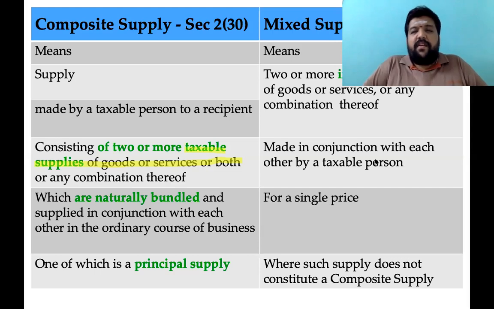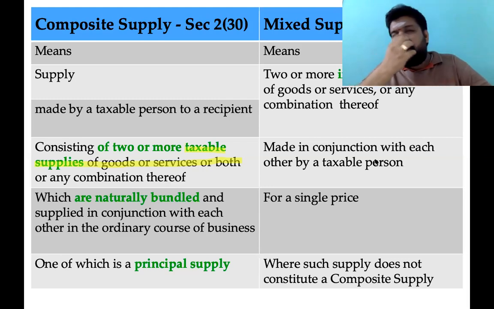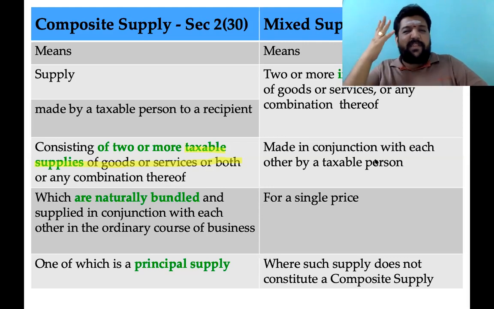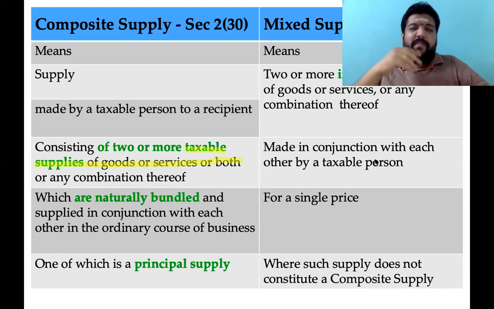Mixed supply. Okay. Shruti says composite supply. Haripriya says composite supply. Good. Vaishnavi says composite supply. Some of you are saying composite supply. Can you come up? Why composite supply? Mixed supply, I completely agree with you. I can smell why mixed supply, which is clear. But composite supply, I'm not sure. Why composite supply? What makes you say composite supply?